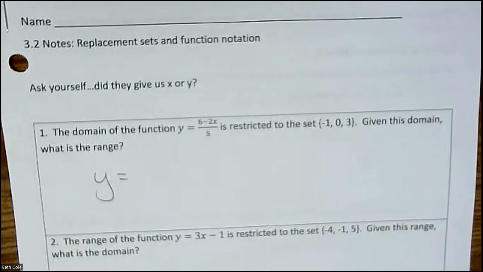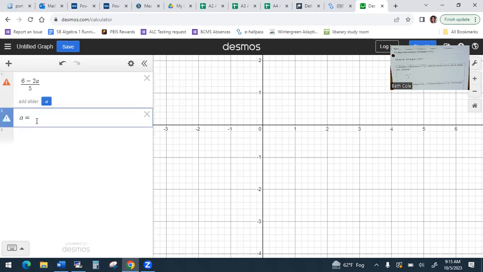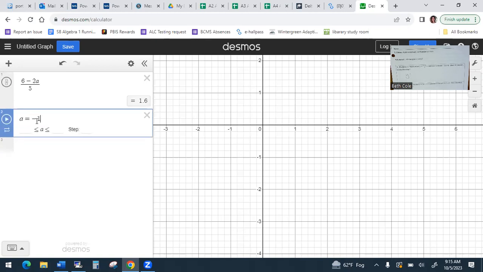into this function. Now, whenever you go to the calculator, I'm going to share my screen. Calculator won't do X and Y. So what did I tell you to do instead? A or B. All right, so I'm going to type 6 minus 2A divided by 5. And then I'm going to come down here. And what do we want A to be first? Just look at the paper. Good. -1. There's your first answer.